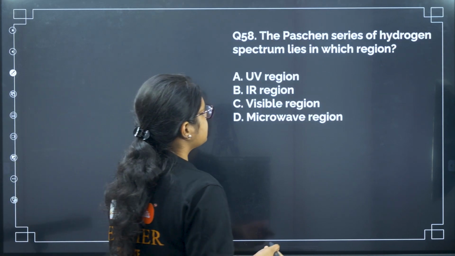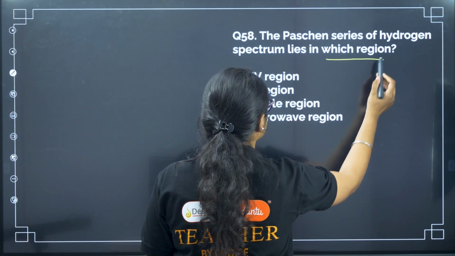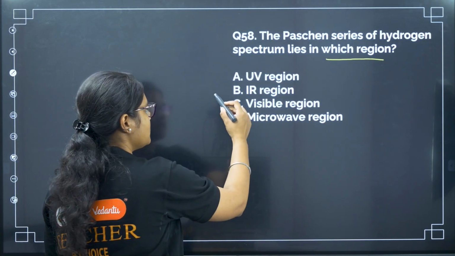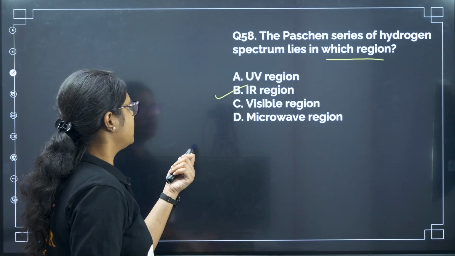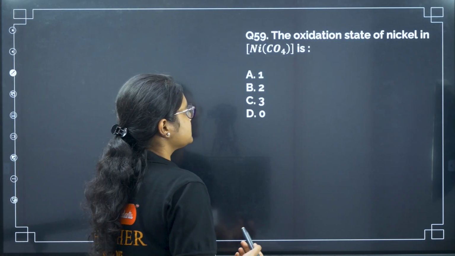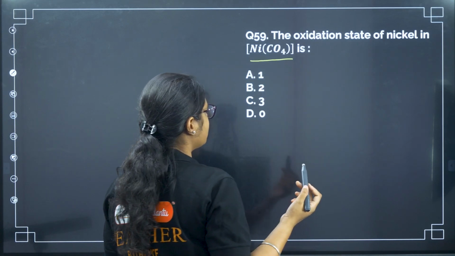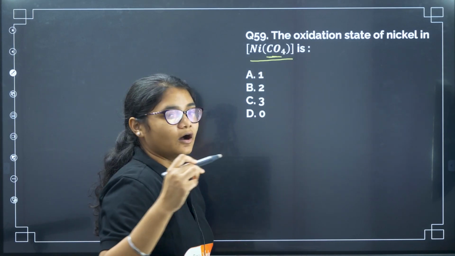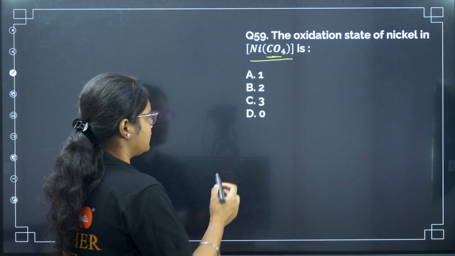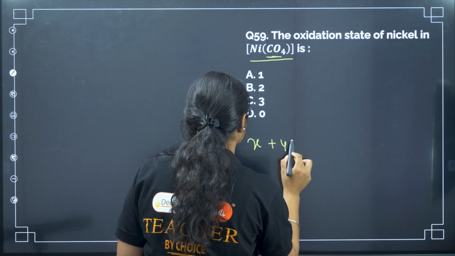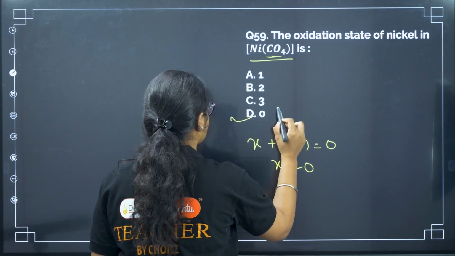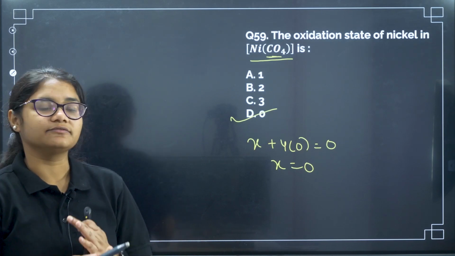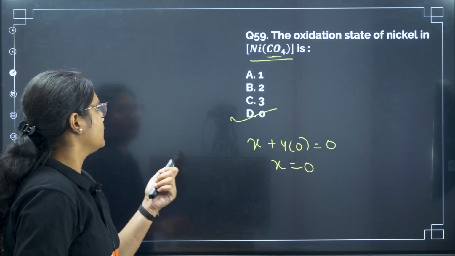Next, the Paschen series of hydrogen spectrum lies in which region? So this lies in the IR region, right? So the correct answer for this question is option number B. Next, the oxidation state of nickel in Ni(CO)4. So you can see CO is a neutral ligand. So X plus 4 into 0 is equal to 0. So we'll get the oxidation state of nickel as 0. Correct answer for this question is option number D.